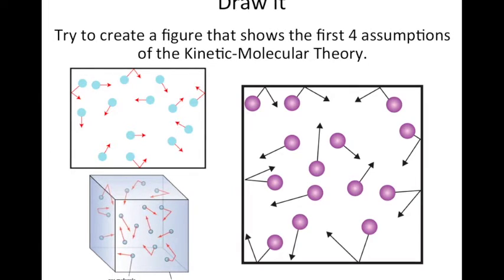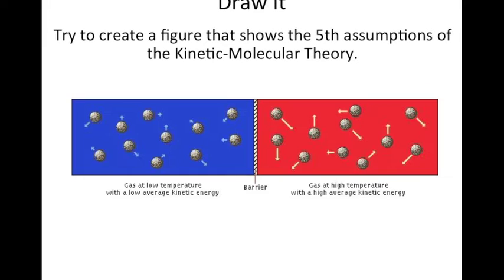So here's another drawing that you can see. The thing I like about this one is you can see their speeds are different. You can see this one is moving faster than this one. But again, these arrowheads are roughly the same length before and after they collide. All right. The next thing we're going to do is talk about the 5th assumption, which talks about temperature and how it directly relates to kinetic energy.